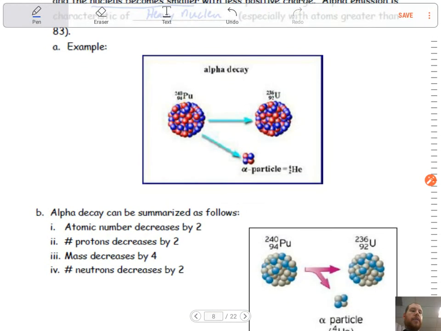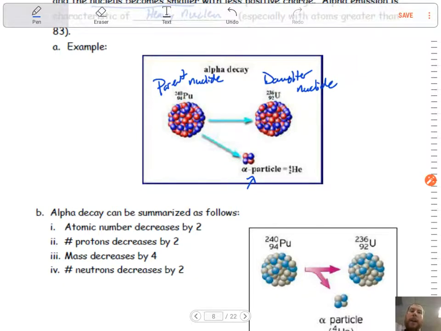So what we can see from alpha decay, guys, over here, we have what's called our parent nuclide. Then it forms a daughter nuclide. So make sure you're aware of these two terms. And then here's our alpha particle. So we had plutonium that was breaking down into uranium and an alpha particle.